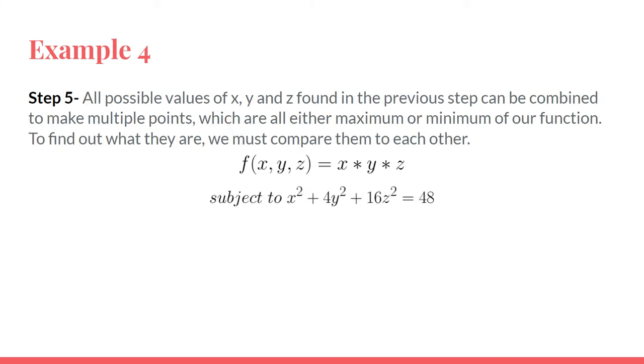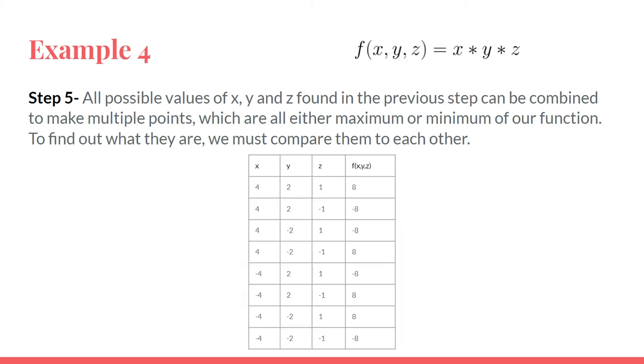All possible values of x, y, and z that we found in the previous step can be combined to make multiple points, which are all either minimum or maximum of our function. That is, different from example 3, all those values can be combined in any order we want to make valid points that satisfy our constraint. And also, all of them are either maximums or minimums of our objective function. To find out which ones are maximums and which ones are minimums, we must compare them to each other.